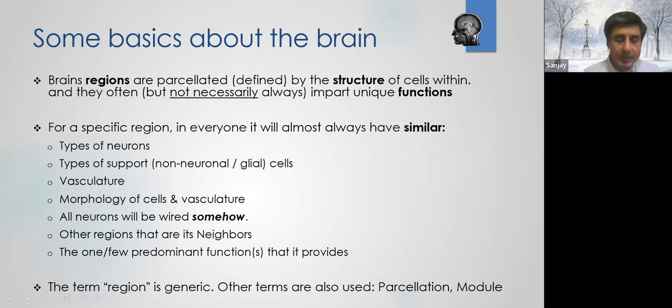Lastly, I mentioned at the beginning that the term region is a very generic word. There are many other words that are used. Parcellation is a word that you'll find; it's a more advanced word, but basically in scientific literature, if you're going to read it, parcellation is typically the word used to denote this. And module is another word that you'll find commonly, but these are the more technical terms.